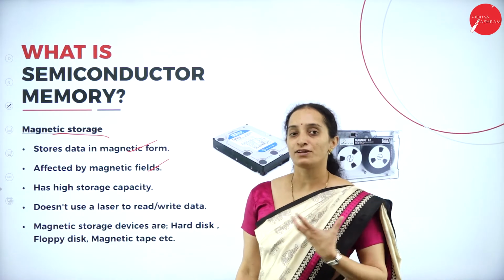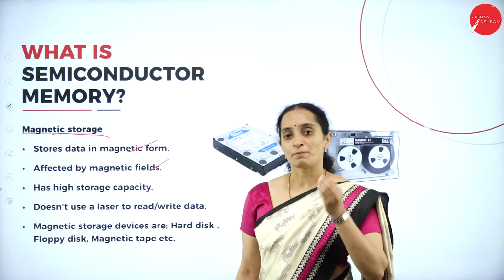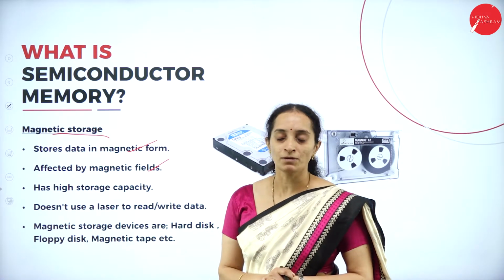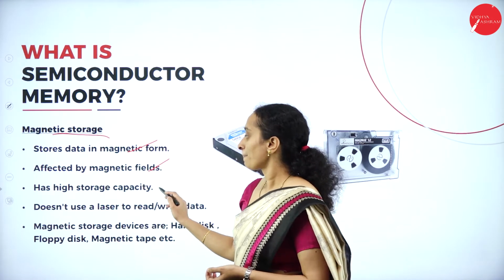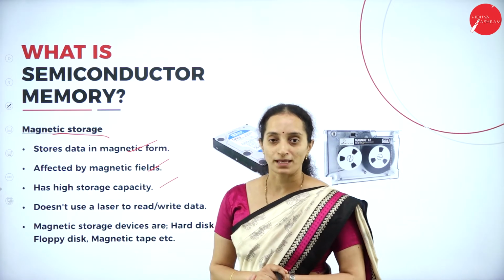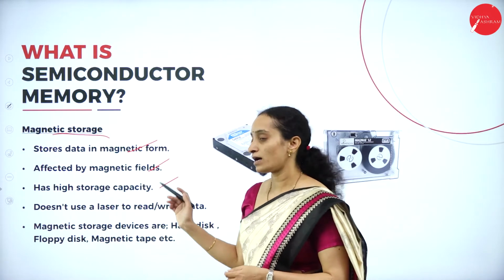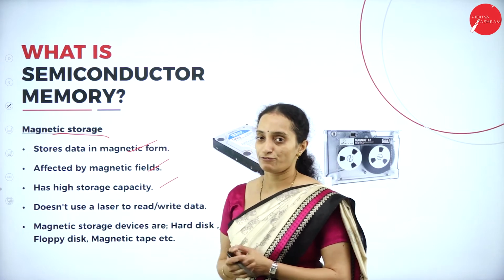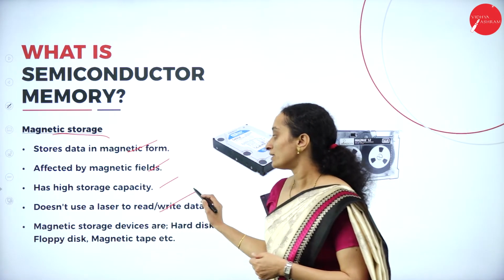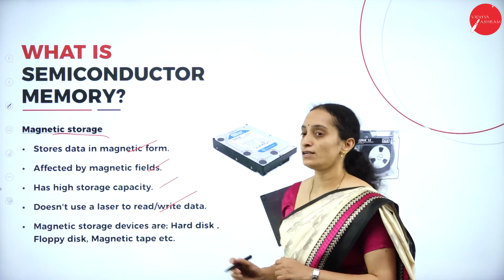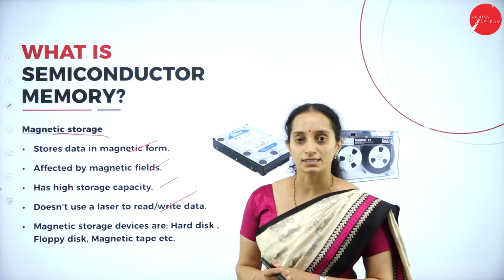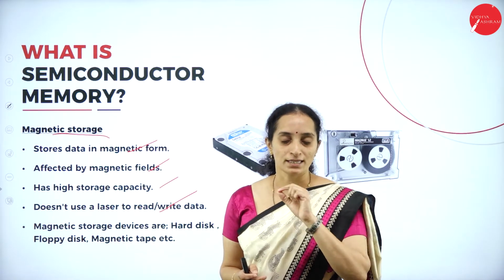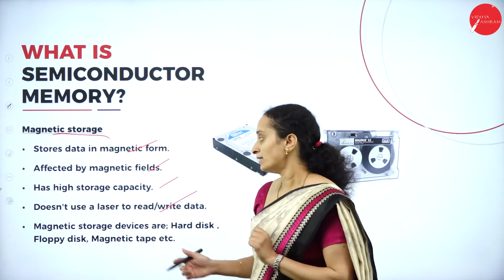If you have magnetic fields around in your room, it may affect the operation of a system working with the magnetic disk. It has high storage capacity. Magnetic storage has enormous capacity and can store an enormous amount of data. It doesn't use a laser to read or write the data. Instead, it uses physical read and write heads to write the data onto the disks and tapes.